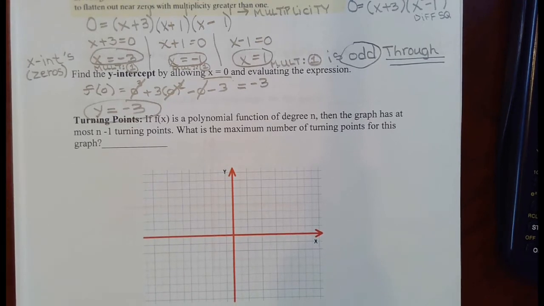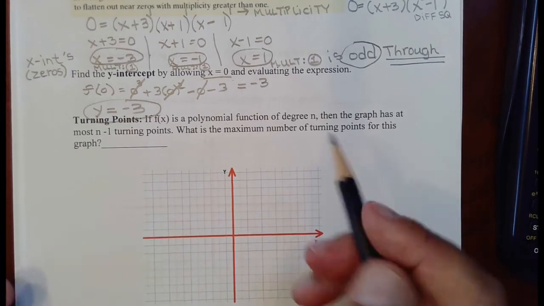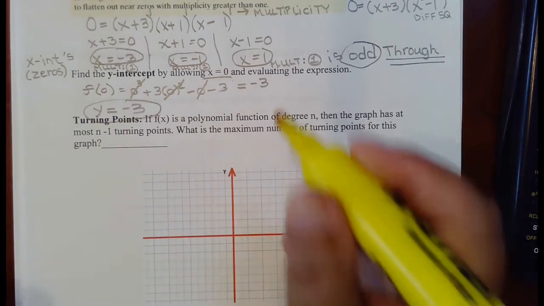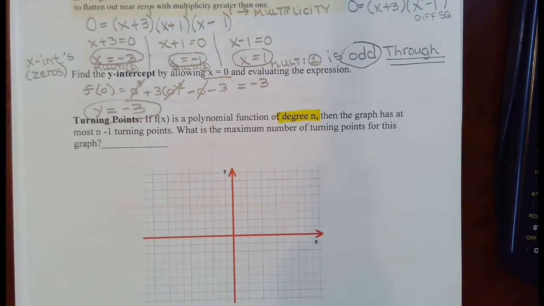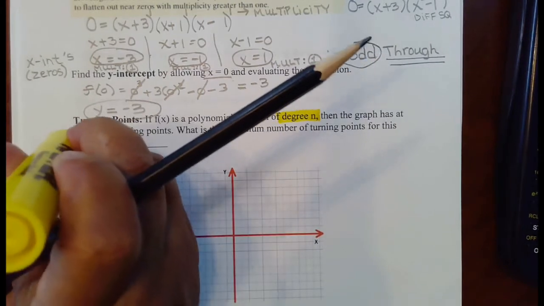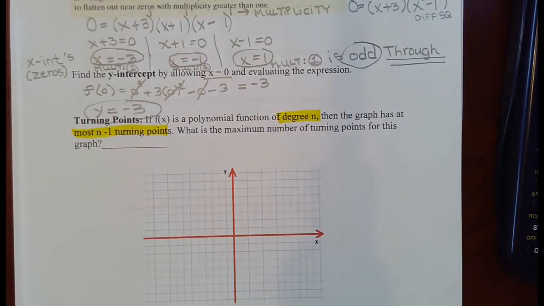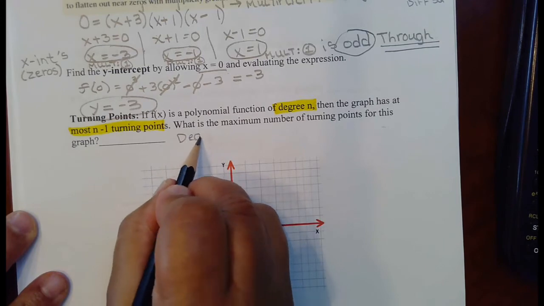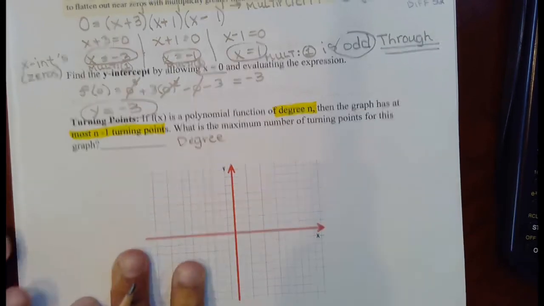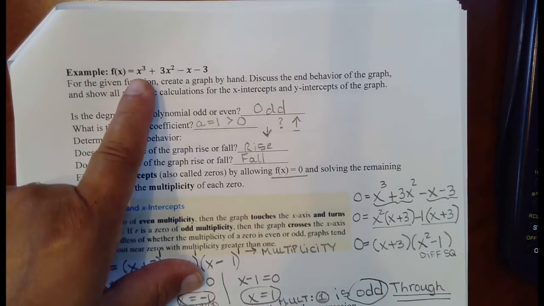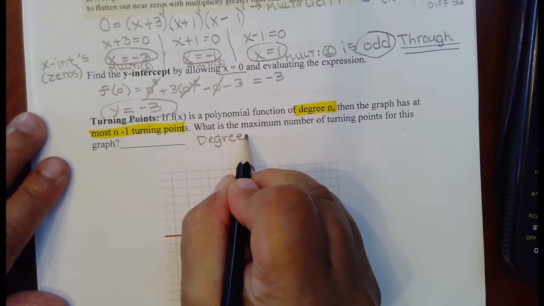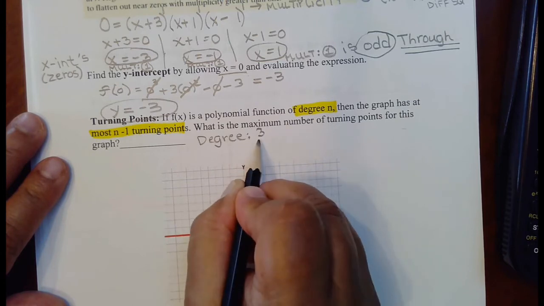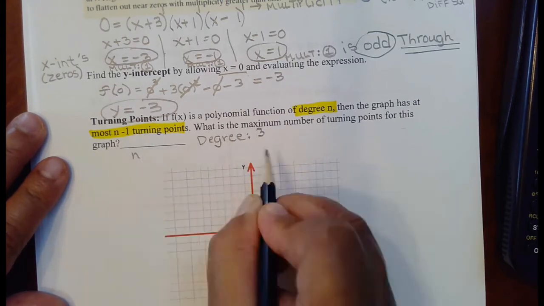So when it says, what is the maximum number of turning points for this graph? Well, this polynomial function was of degree 3. Remember, the degree of the polynomial is whatever the highest degree is. So this was degree 3, which we refer to as n, and if we subtract 1 from that, we have 2. So at most, we're going to turn twice. We're going to have 2 turning points at most. It can sometimes have less than this number. That'll be the absolute maximum number of turning points.